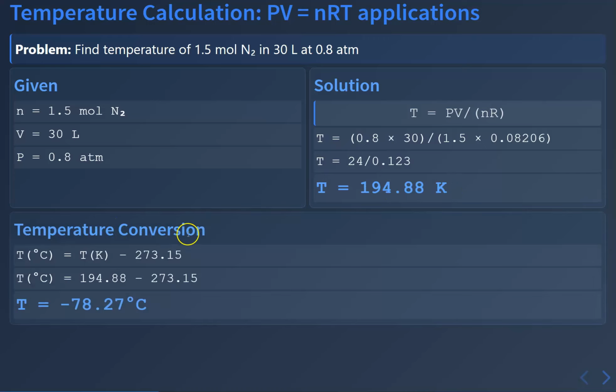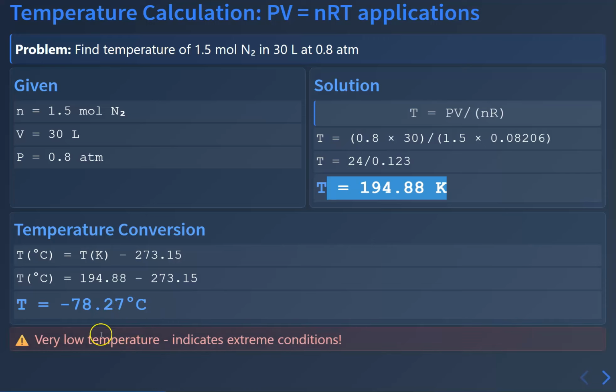So here temperature conversion, T degree centigrade to T Kelvin, so that will be plus 273.15. So now if I convert this Kelvin to degree centigrade, we have to subtract 273.15. So finally T will be minus 78.27 degrees centigrade. So here very low temperature, it is a minus, very low temperature indicates extreme condition.